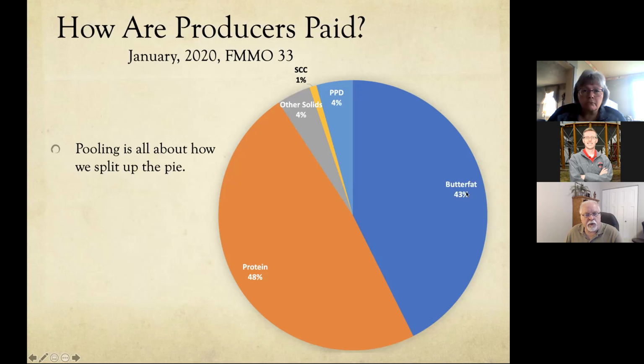You can see that 43% of the value that was taken into the market in the pool that month was paid out as butterfat to dairy farmers. 48% of the value of that pool was paid out as protein. 4% was paid out as other solids. We also make some adjustments for somatic cell. That accounted for about 1% of the value. But we had a little bit left over in the pool to spread out among dairy farmers, and we pay that out on a hundredweight basis. That was about 4% of the value of the pool.